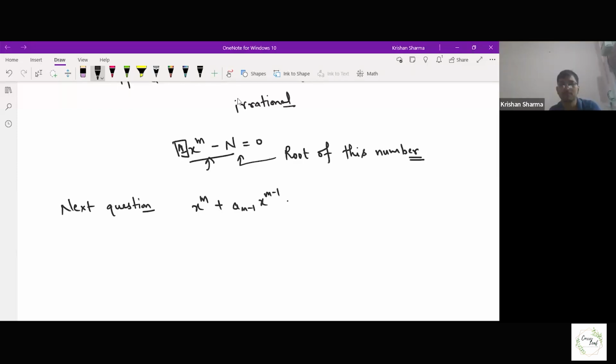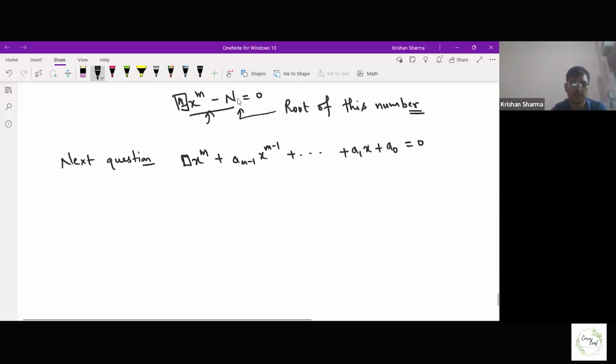x raised to power m minus 1 plus up to a1x plus a naught equal to 0. Suppose we have this polynomial, and we are taking a monic polynomial with integer coefficients. All those a_i are integers. Okay, so that is the proof.